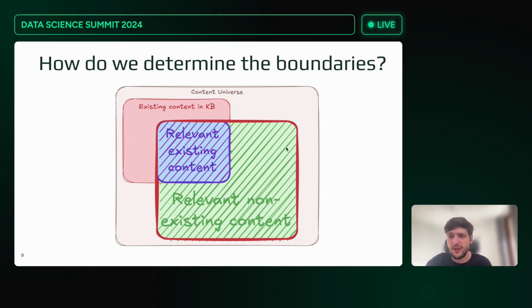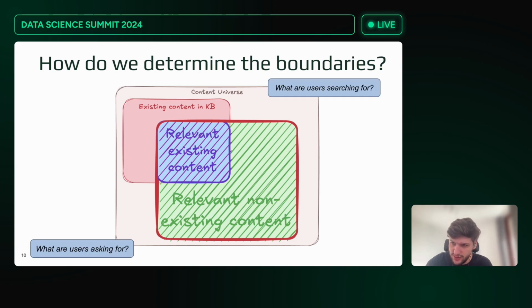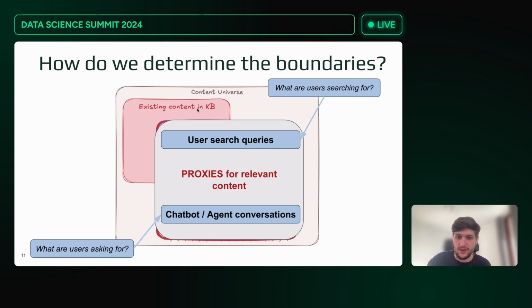There are two questions you can ask yourself here: what are users searching for, and what are users asking for? What are users searching for? That's what users are typing into the search box on Confluence, on SharePoint, or any other software system you have. And what are users asking for, if you have an internal chatbot, or a Slack channel where people can ask HR-related questions, anything of that sort, where users can interactively ask open-ended questions. That's a good idea for what is actually relevant within your organization. Whatever users are asking for, what they're searching for, is a good proxy for relevant content.